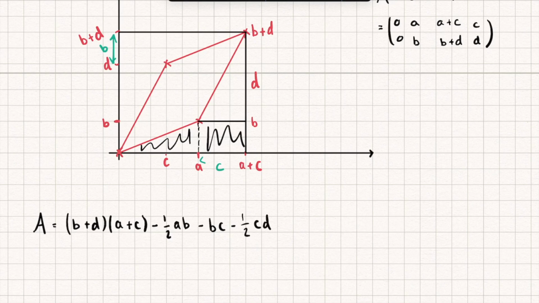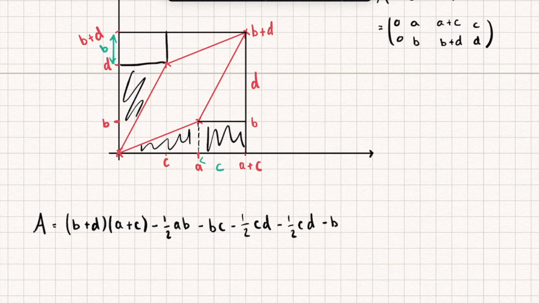Okay, let's do the same on the other side. So here we're going to have a right angled triangle, so minus a half times the base. Well, the base length is D, and it's going to have a height of C, so minus CD. And then let's split this up. We've got another rectangle here, so this is going to have a base of C and a height of B, so minus BC.